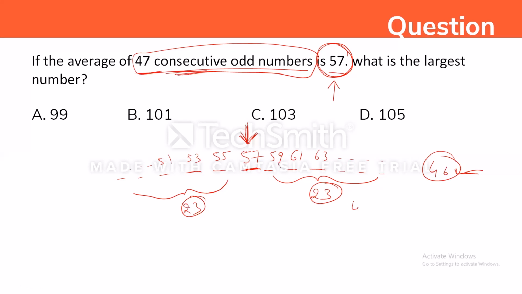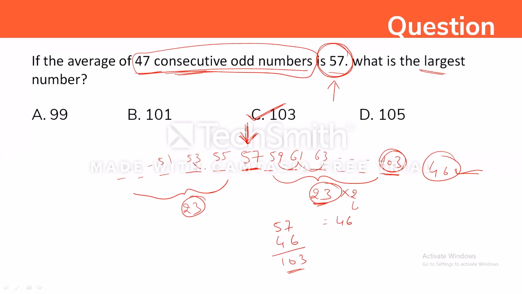We know the difference between one odd number and the next odd number is 2. Likewise, for the 23 numbers, we just multiply by 2. What is 23 into 2? It equals 46. Now very simple: starting from 57, we add 46. 57 plus 46 gives you 103. So if you keep on writing, the last number will be 103. They are asking us to find the largest number, that's it. No need to find the left side numbers. We are only concentrating on the largest number. So the answer is 103.